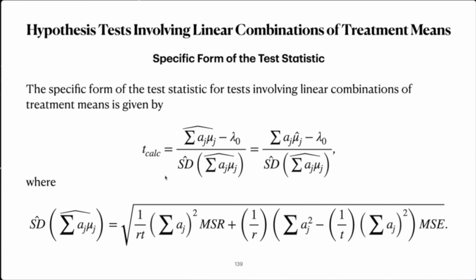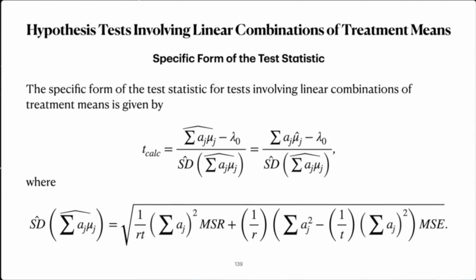So we'll call it t-calc. The numerator is equal to, well, looks like it did in the previous section. It's the difference between the estimate of the linear combination, all right, minus the hypothesized value of the linear combination. And then we divide that by the estimated standard deviation of the estimate of the linear combination.